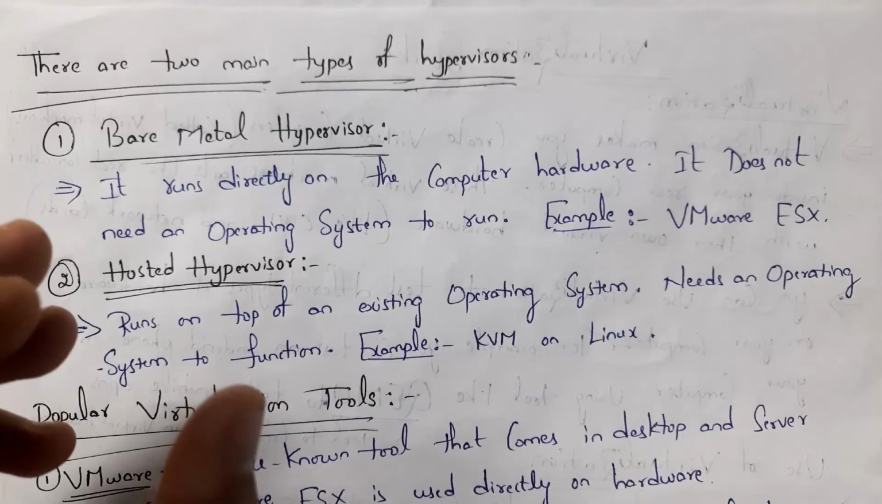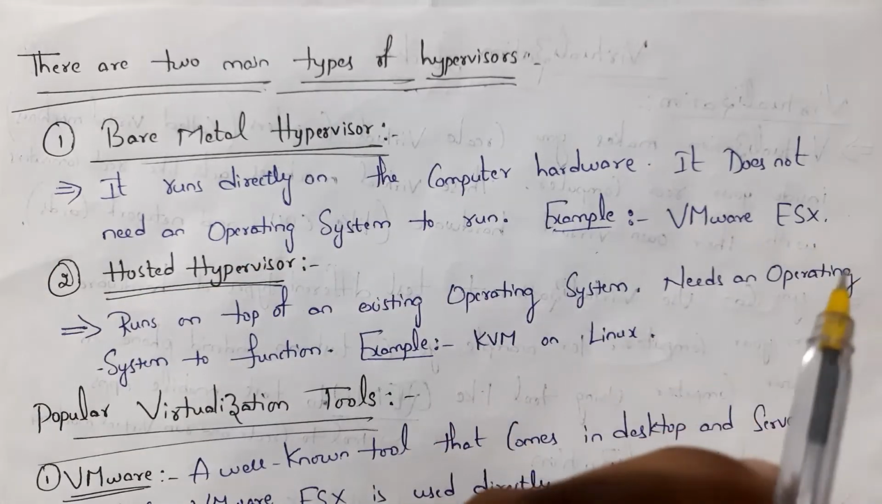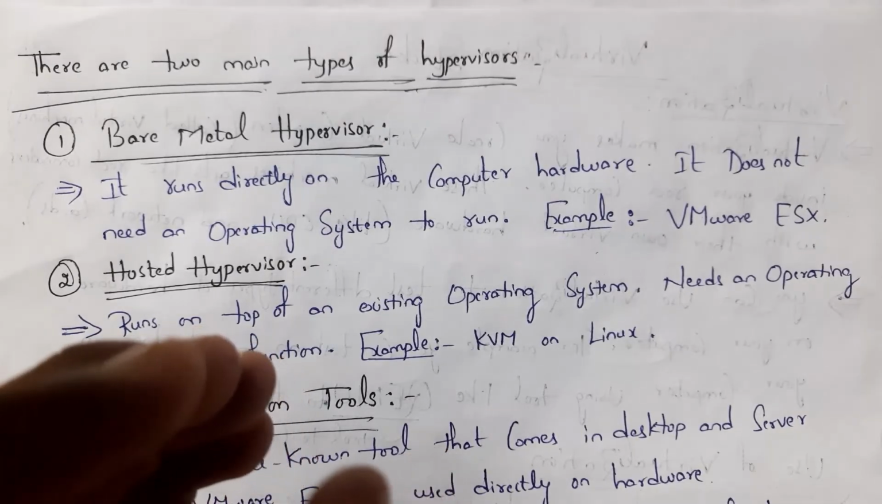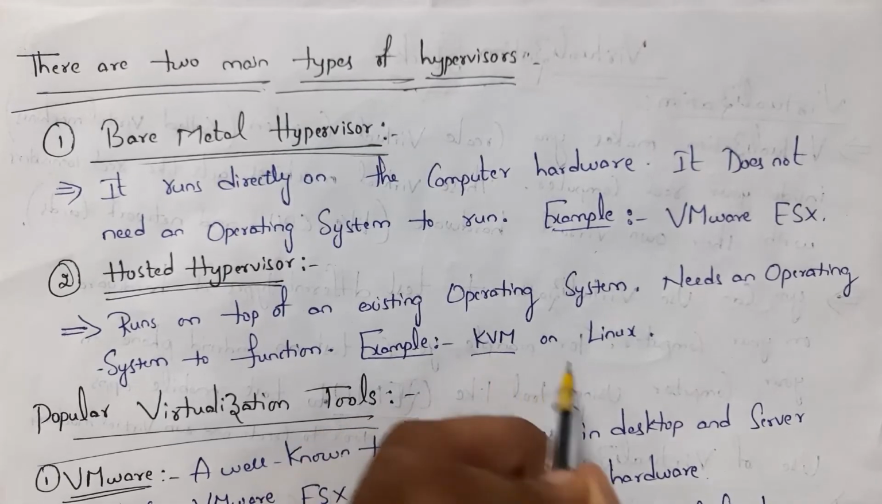It does not need any operating system. Example, VMware ESX. This is one of the software. There is no need of installing any operating system. Directly you can connect hardware and you can use it. And the next one is hosted hypervisors. In this you need an operating system. Example is KVM software, which we will use on Linux.